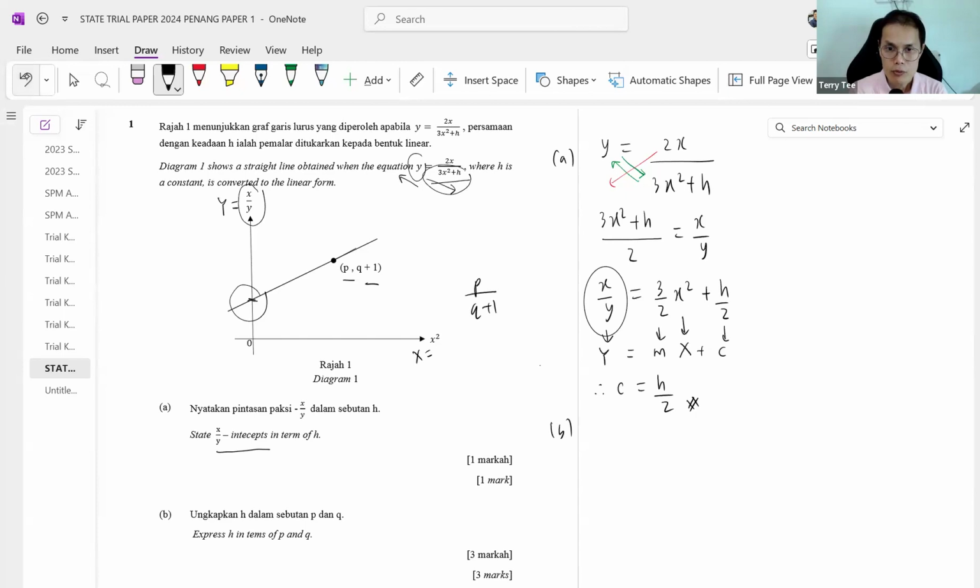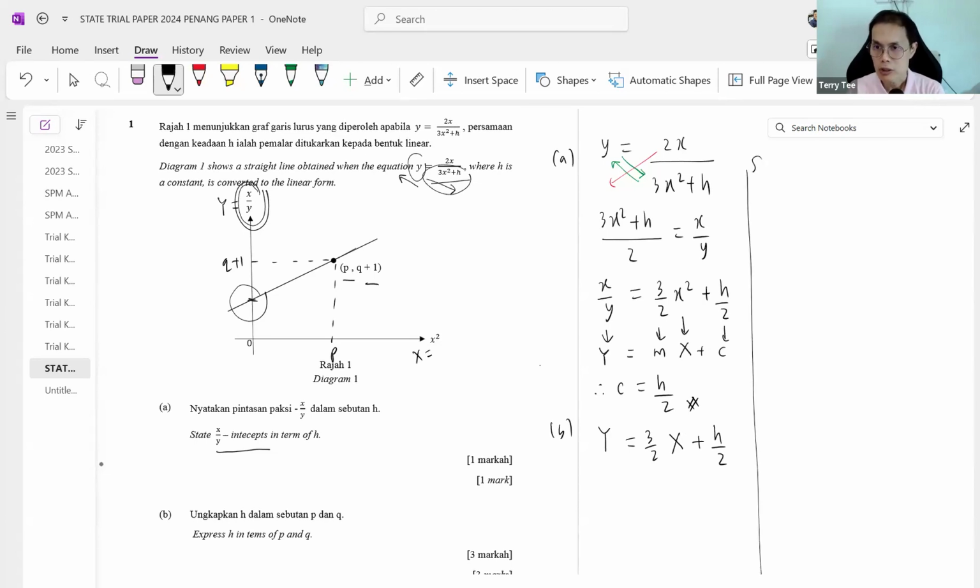Why? Because your x over y is your big Y now, the variable in your y-axis. The entire x over y is now q plus 1. The x squared is your p. So to avoid that problem, or substituting the wrong variable inside, it's better for us to rewrite x over y as big Y, and then your x squared as big X plus h over 2. And from here, I'm going to sub in the coordinate.